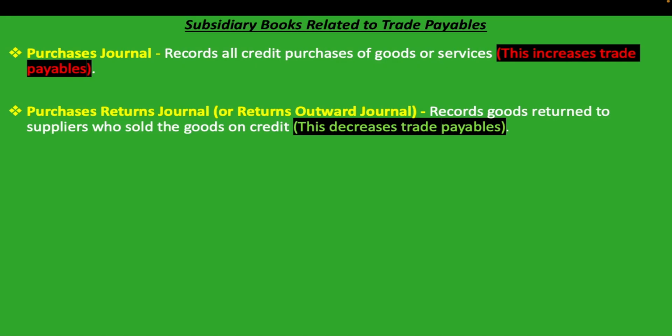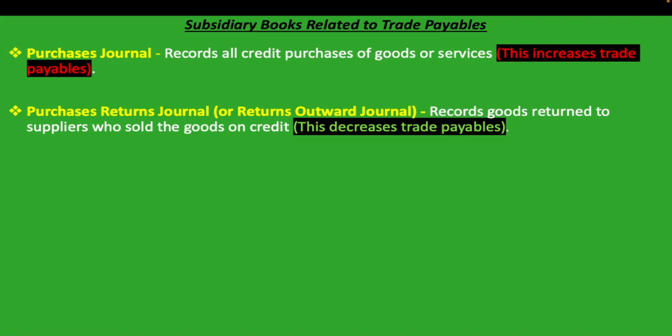Why is that? Well, we are returning goods to the suppliers. We bought from them on credit and now we are returning the goods to them. Why are we returning the goods? Well, maybe they are faulty or they are incorrect goods or they were not of the required quality. And so whatever the reason is, if we return goods to our suppliers, we record it under the purchases returns journal or the returns outwards journal, and it decreases trade payables.